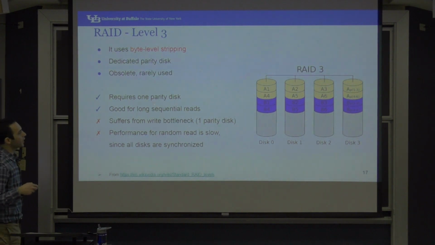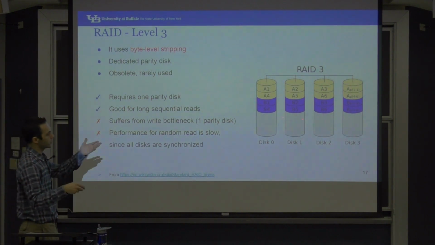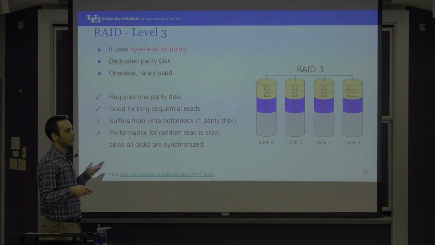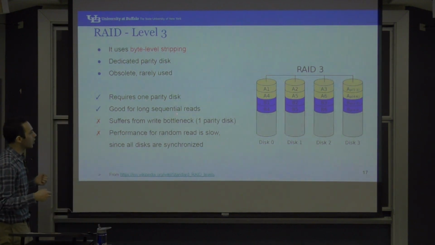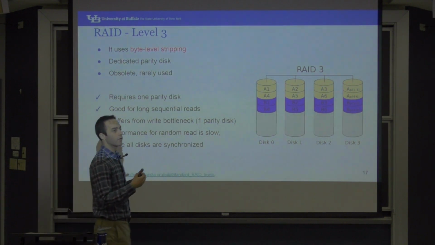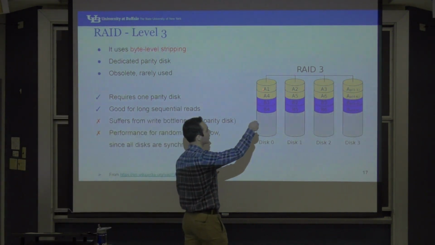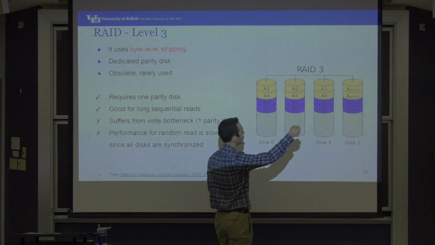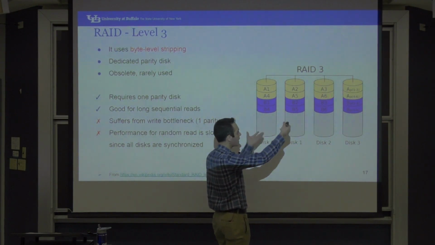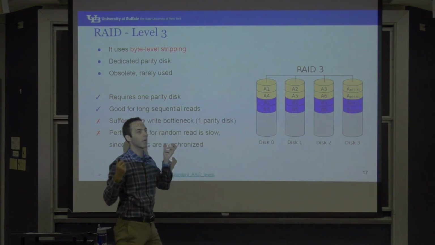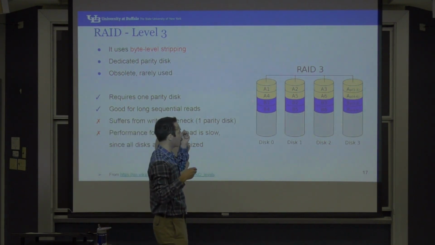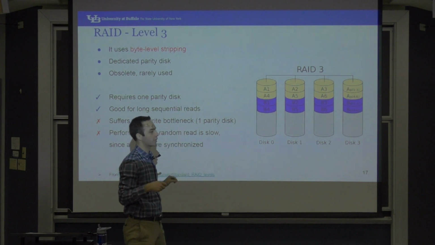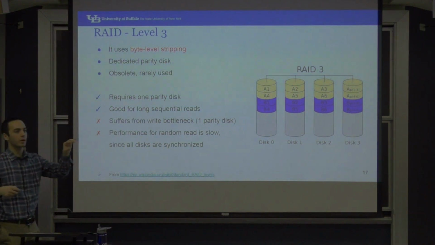It requires 1 parity disk no matter how many disks you have; you add only 1 disk for parity. And it's good for long sequential reads, because then you want to read A1, 2, 3 together, so you can read all at the same time. If you only want to read 1 sector at a time, then you have to check that disk one at a time, then the other one.